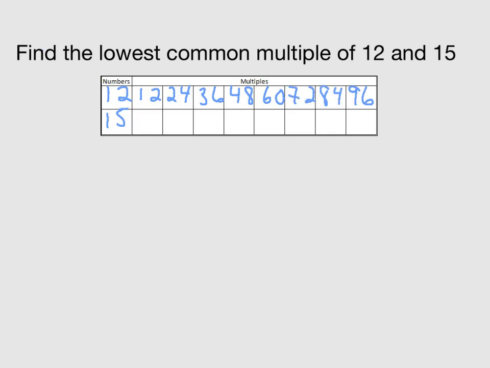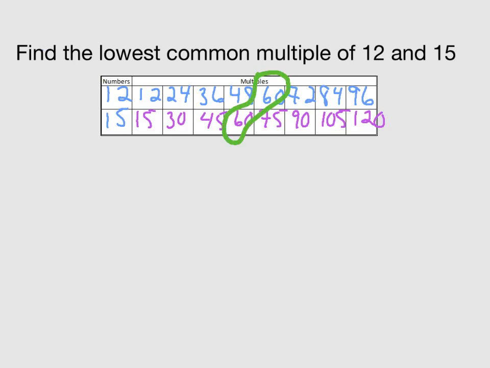Now we're going to do the same thing with multiples of 15. So we start with 15, and then we've got 30, 45, 60, 75, 90, 105, 120. It looks like we do have a common multiple here of 60. Alright, so 60 is our lowest common multiple.